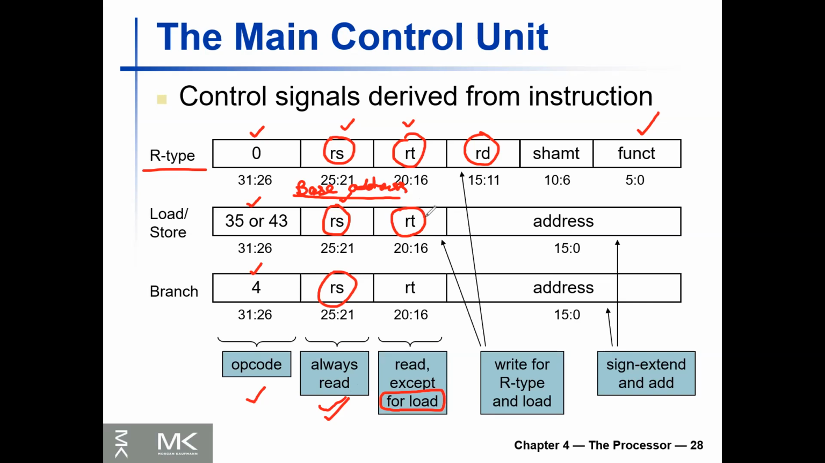store or load. So write for R type, this field, what is mentioned, this one, because it's a destination, and it is also a destination for the load. So write for R type and load only. So these two will be here. If it is R type, this is destination, again this is destination.